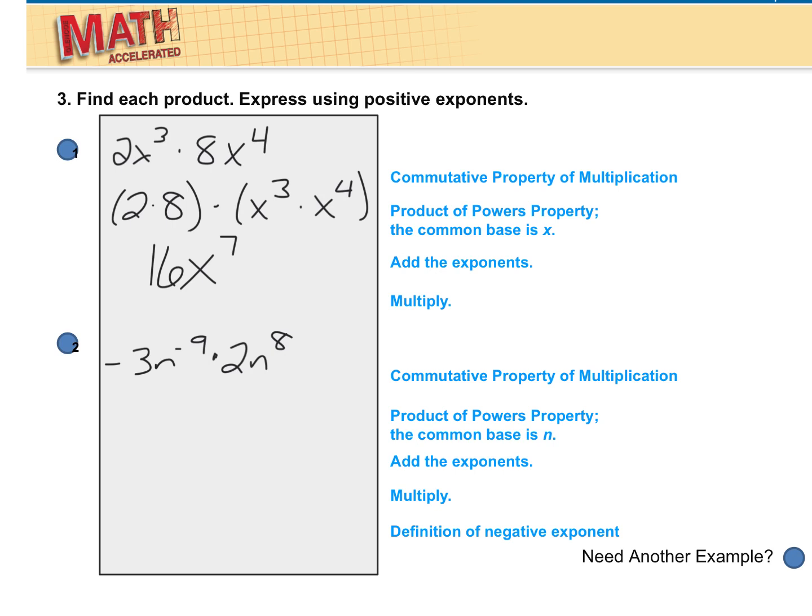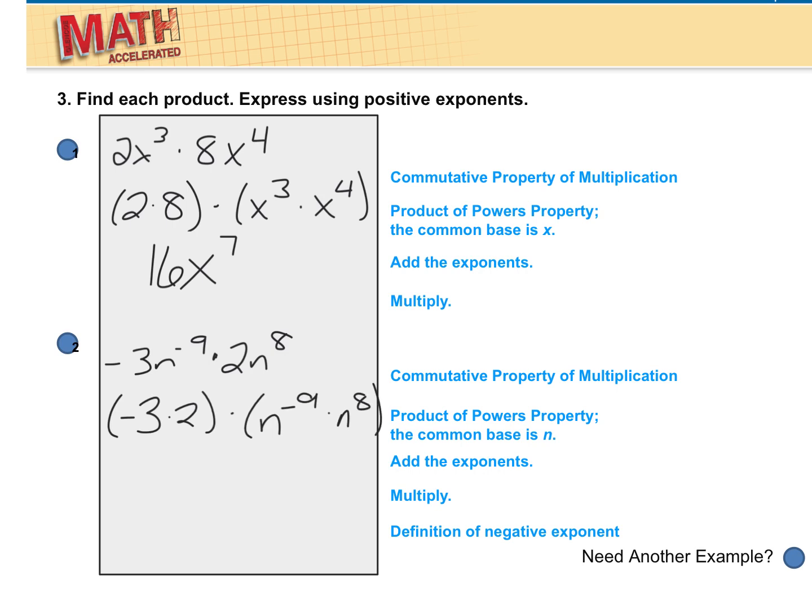On number 2, what do we need to do? Find like terms, separate them, okay? What is one set of like terms? -3 and 2 and n and n. -3 times 2. And then, is it just the n's or what goes with them? The exponents go with them, okay?